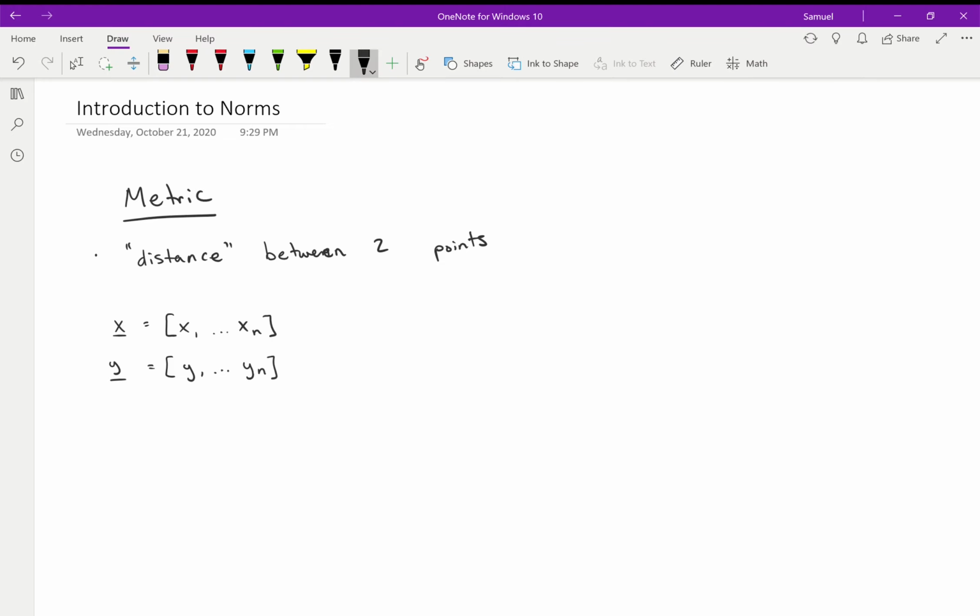If we want to talk about the distance between these 2 points, we would define a function that we're going to call a metric. So I'm going to call it d, right? And it's going to take a vector x and a vector y, and then it is going to give us the distance between x and y.